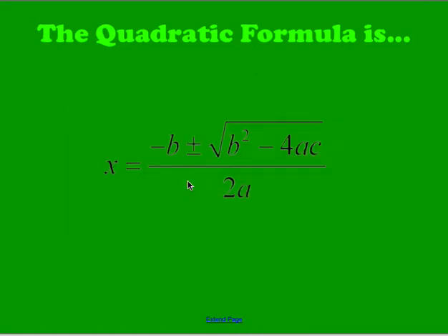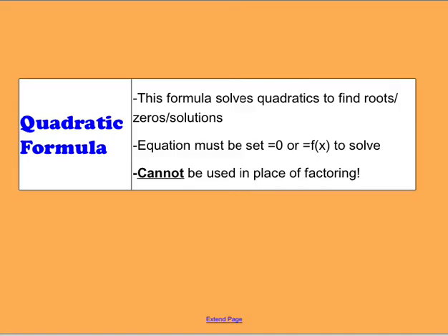Okay, the quadratic formula is the opposite of b plus or minus the square root of b squared minus 4ac, all over 2a. Okay, so let's take a look at some things we need to know about the quadratic formula. First of all, this quadratic formula solves quadratics to find roots. The equation must be set equal to 0. So if our equation is set equal to 0, we can use this to solve.